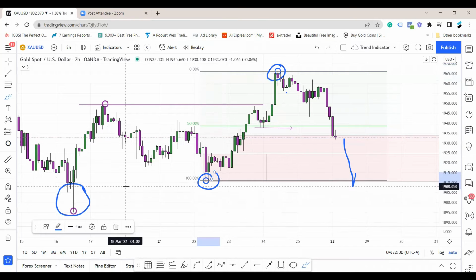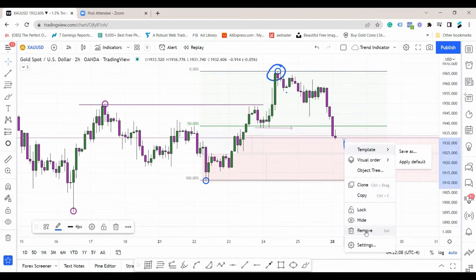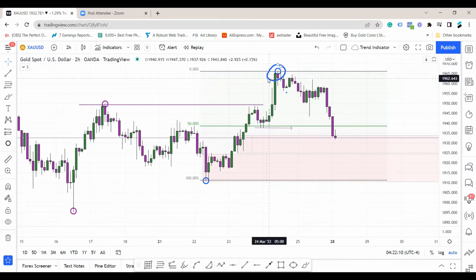So these are the two AOI I'm looking at, which I think Leonard had accurately pinpointed, the two levels. Very happy for him.